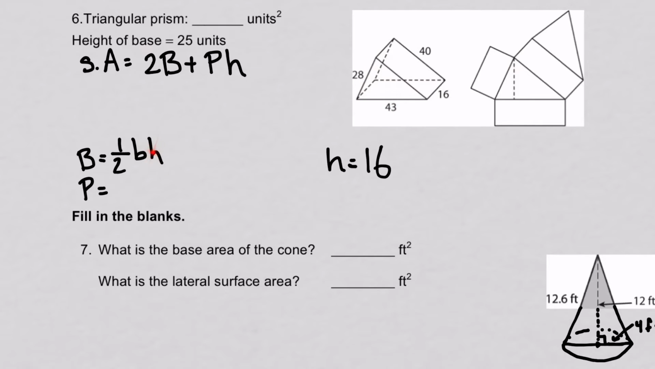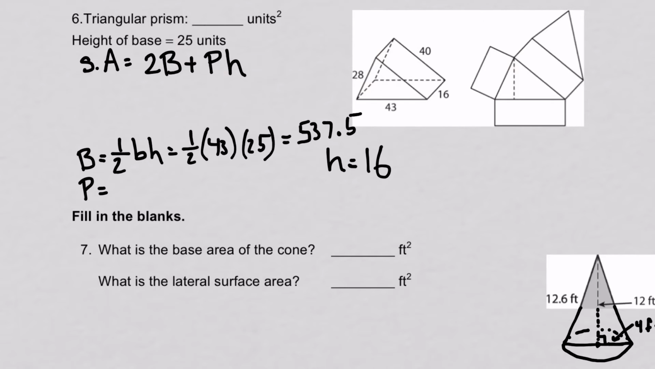And h here is the height of the triangle, which is this distance right here, which is what they gave me over here, 25. So I'm going to use those numbers to calculate the area of the base. It's going to be 1/2 times 43 times 25. 43 is the base of the triangle, 25 is the height of the triangle. Just multiply using a calculator and you get 537.5 square units. Let me fix it so it looks nicer.